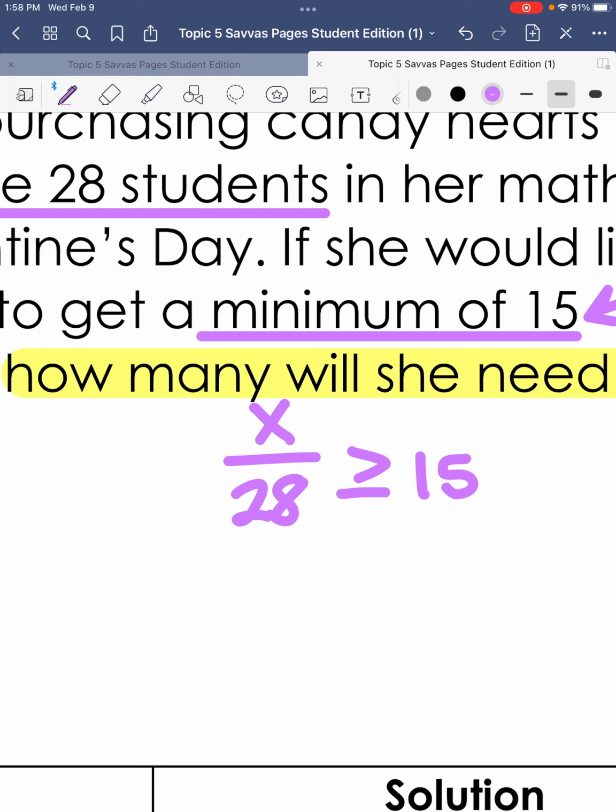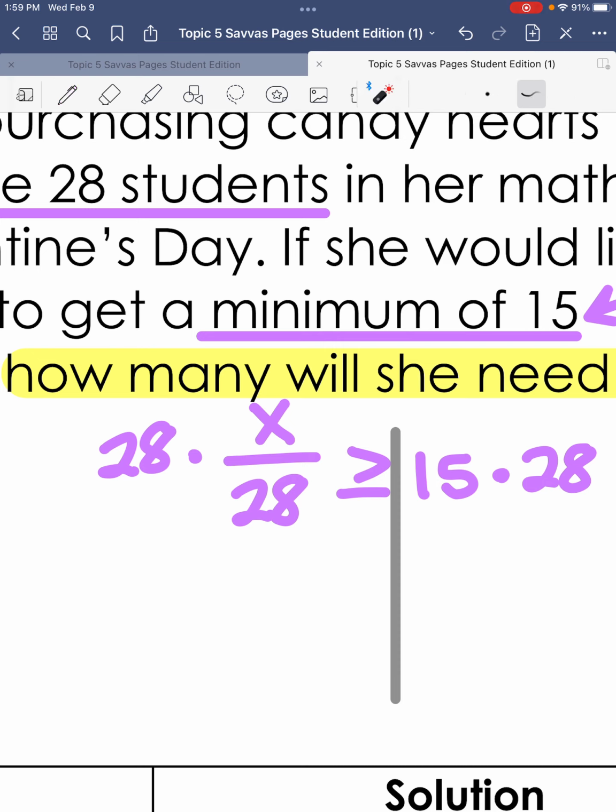Okay, is this an inequality that we know how to solve? It sure is. So in order to solve this, how do I get that x by itself? Well, it's connected to 28 through division, so I undo that with multiplication. So I'm going to multiply by 28 on both sides of my inequality sign. Now notice, I'm multiplying by a positive 28. Does my sign change? No, it stays the same, so it stays greater than or equal to.